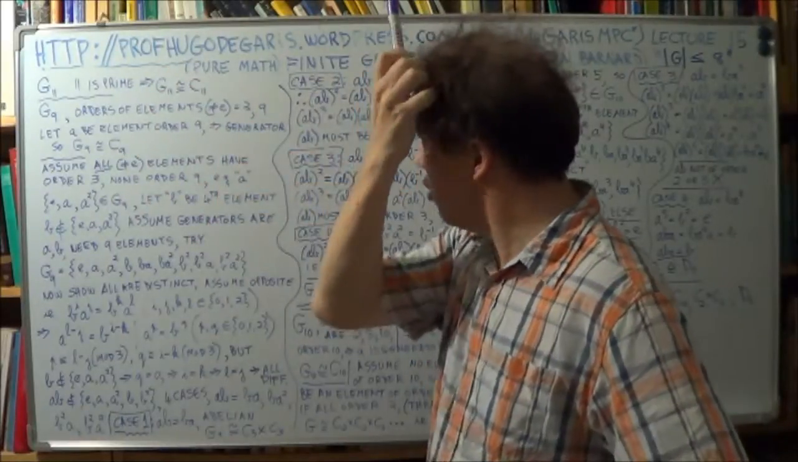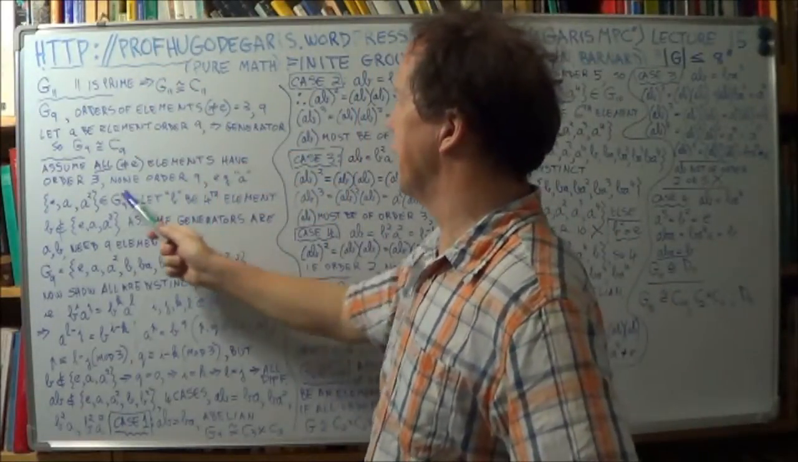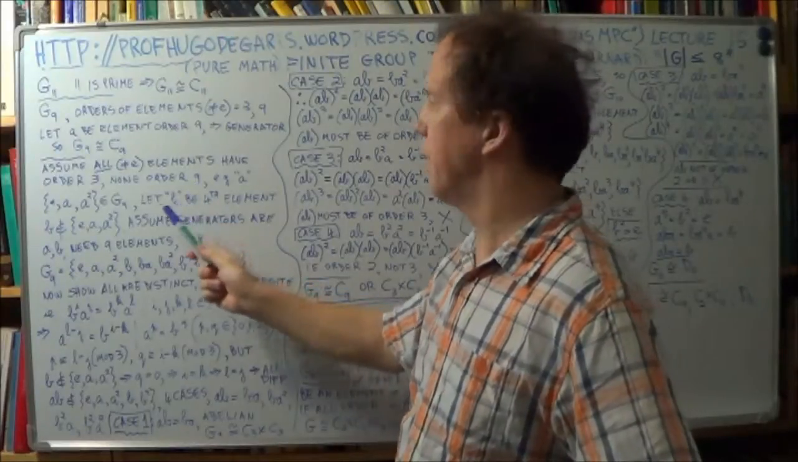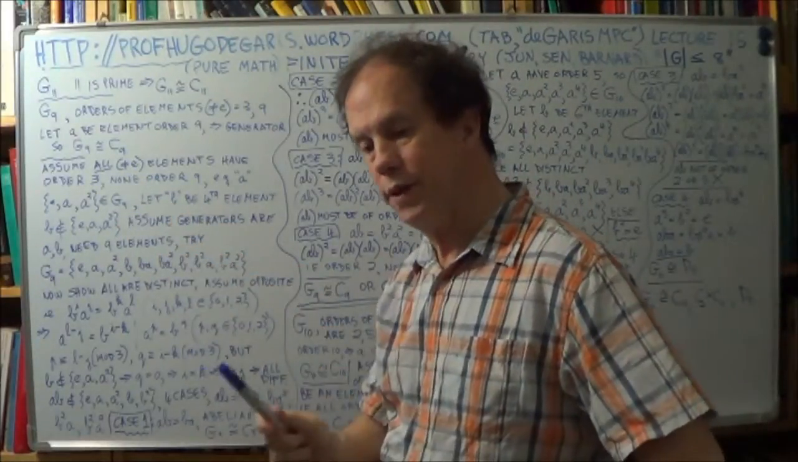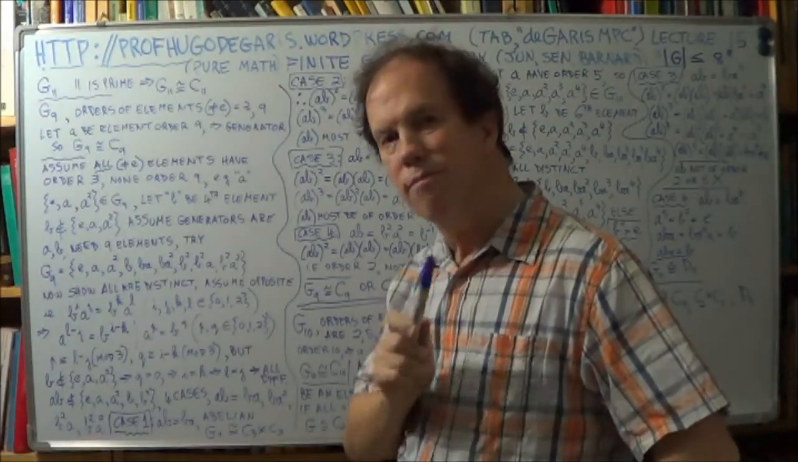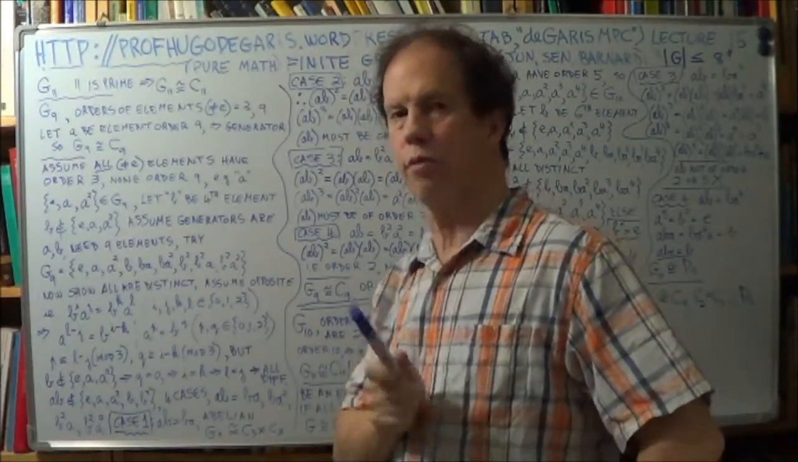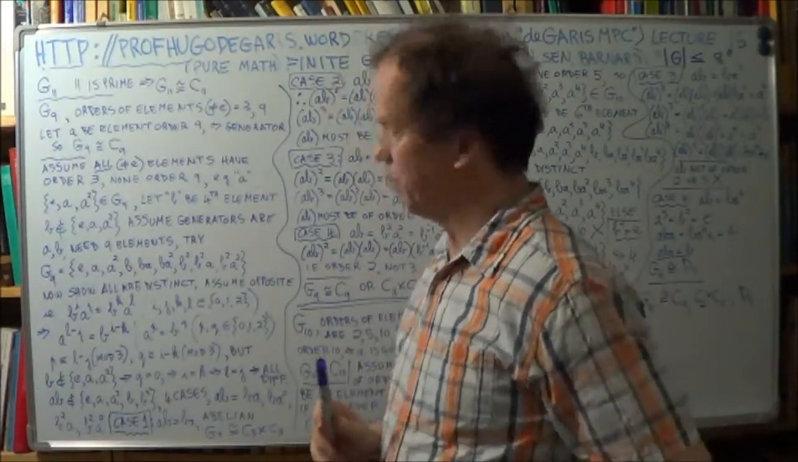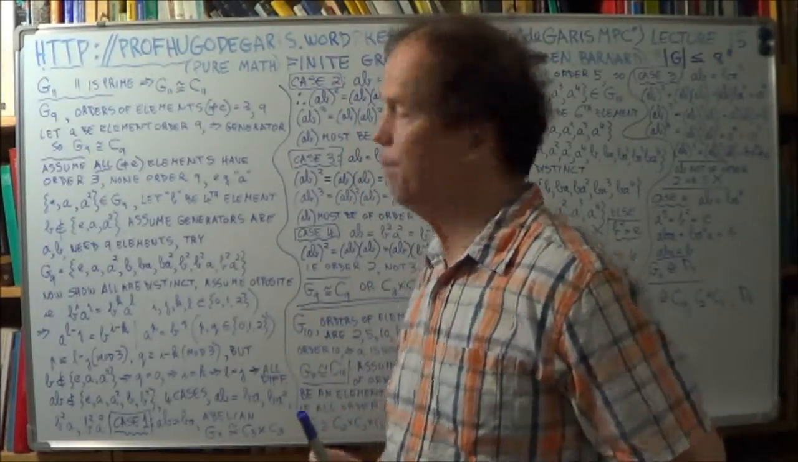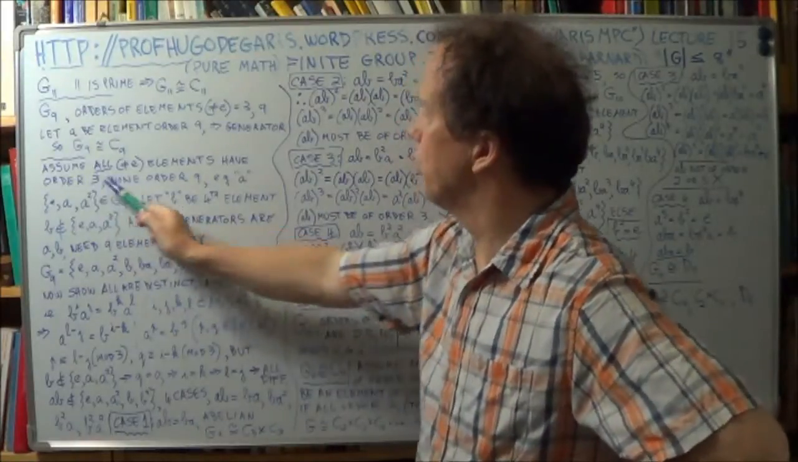Now assume that there are no elements of order 9, and hence, except for the unit, all the rest, the other 8, must all be of order 3. Has to be, right? There's no other possibility because of the corollary. So they're all of order 3.